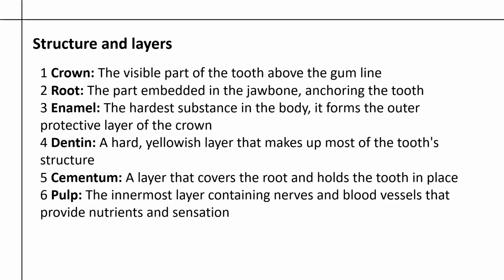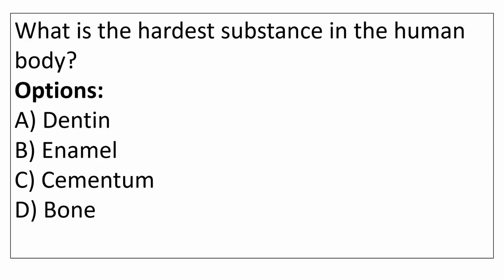Dentin, a hard yellowish layer that makes up most of the tooth structure. Cementum, a layer that covers the root and holds the tooth in place. Bulb, the innermost layer containing nerves and blood vessels that provides nutrition and sensation. Let's get into the questions.